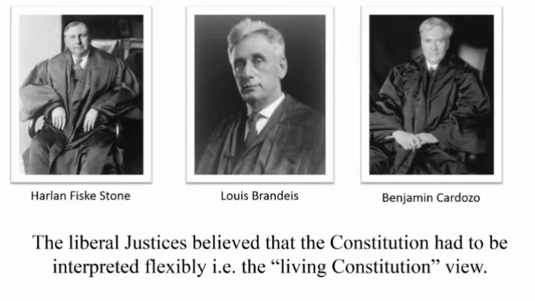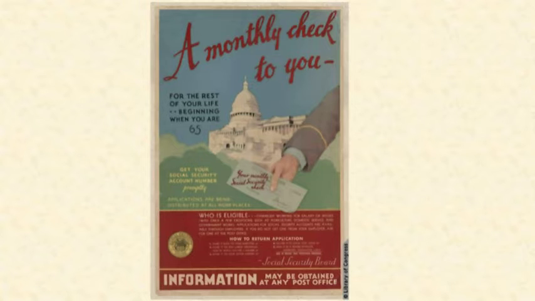The liberal justices, Harlan Fiske Stone, Louis Brandeis, and Benjamin Cardozo, believed the Constitution had to be interpreted flexibly to meet changing circumstances. A clause in Article 1, Section 8, empowering Congress to impose and collect taxes, to pay the debts and provide for the common defense and general welfare of the United States, they believed authorized the New Deal programs. The Roosevelt administration feared that the court would rule that the Constitution did not permit federal tax-financed old age insurance.